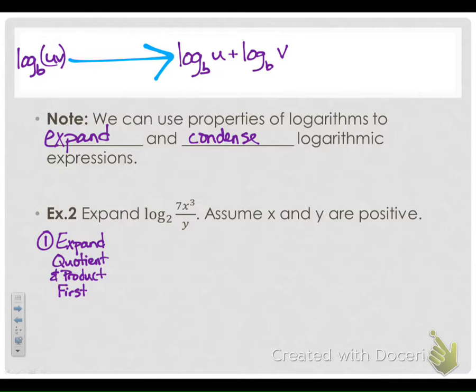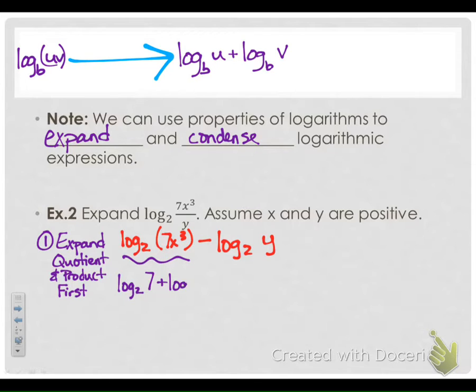So expanding quotient and powers first, or products first, we are going to have log base 2 of, expanding that quotient, because that was the suggestion in class, we're going to have log base 2 of 7x cubed, the numerator, and we're going to subtract log base 2 of y. So separating the first term, it's going to become log base 2 of 7 plus log base 2 of x cubed, and I'm going to keep that minus log base 2 of y. That's going to just keep tagging along.